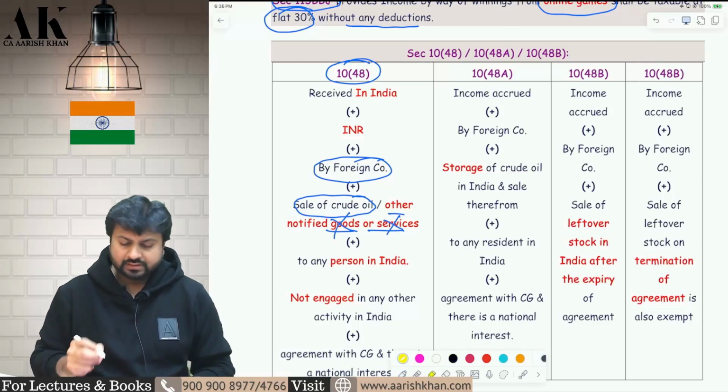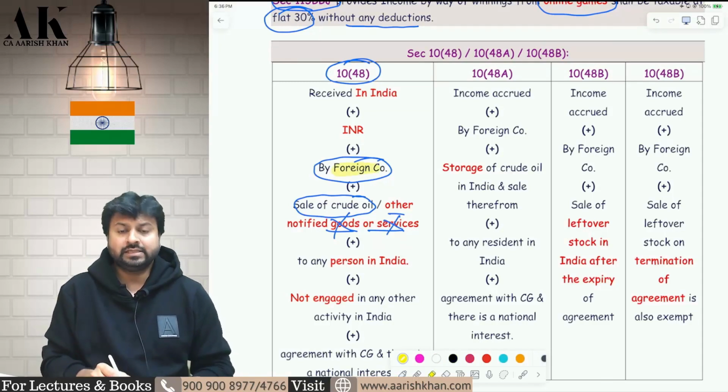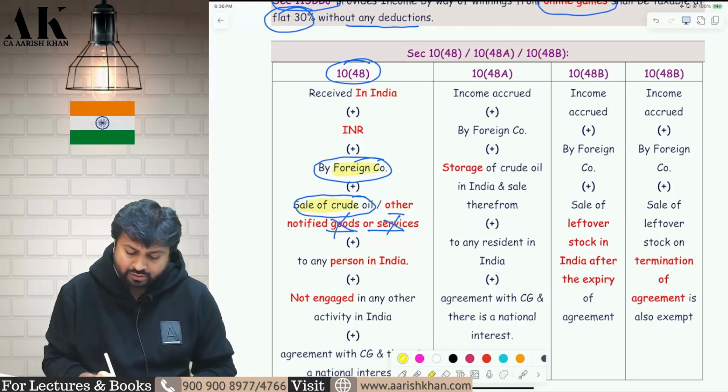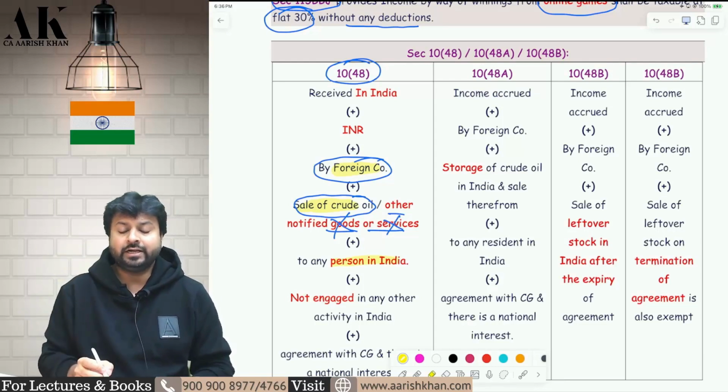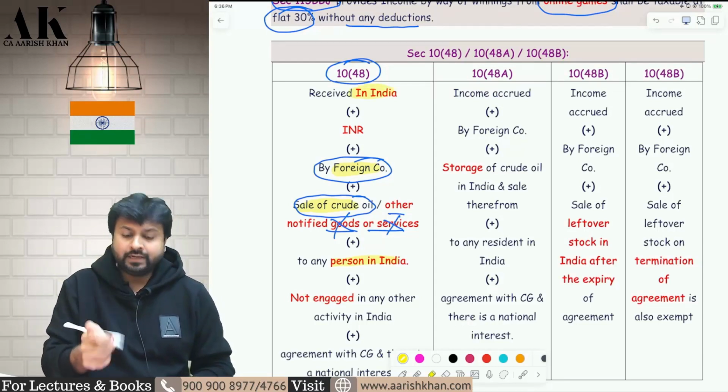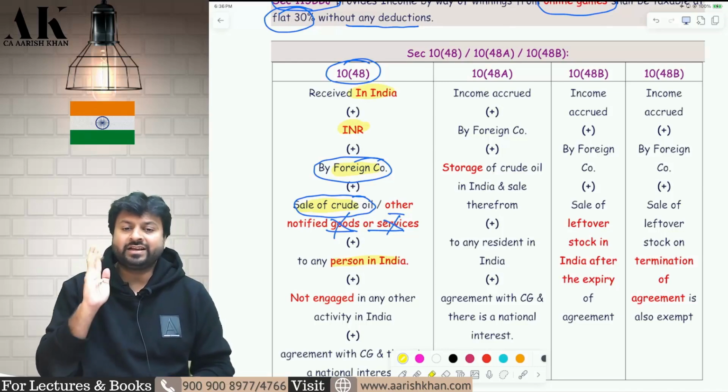So, who is the assessee over here? Foreign company is the assessee. What is the assessee doing? It is selling the crude oil. To whom it is selling? It is selling to any person in India. Resident, non-resident, doesn't matter. It should be sold to any person in India. Yes, but the money should be received in India and the money should be received in Indian currency.